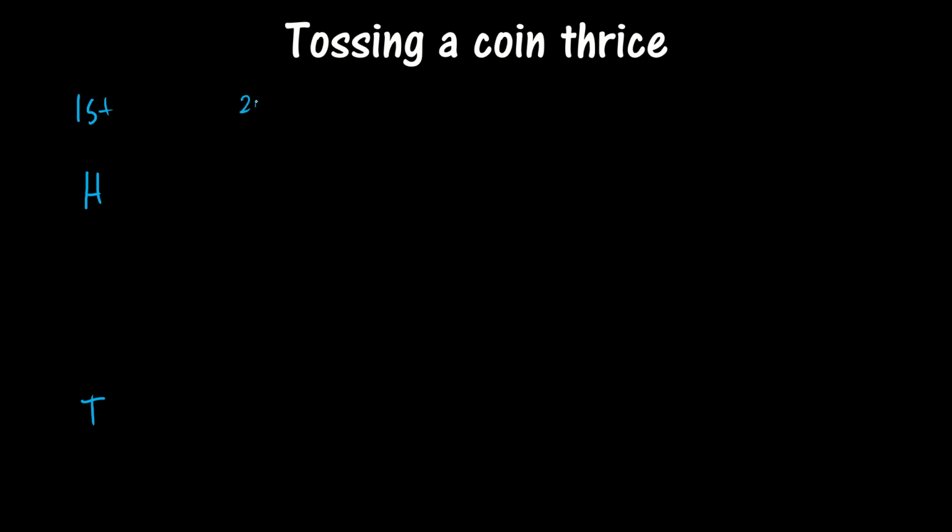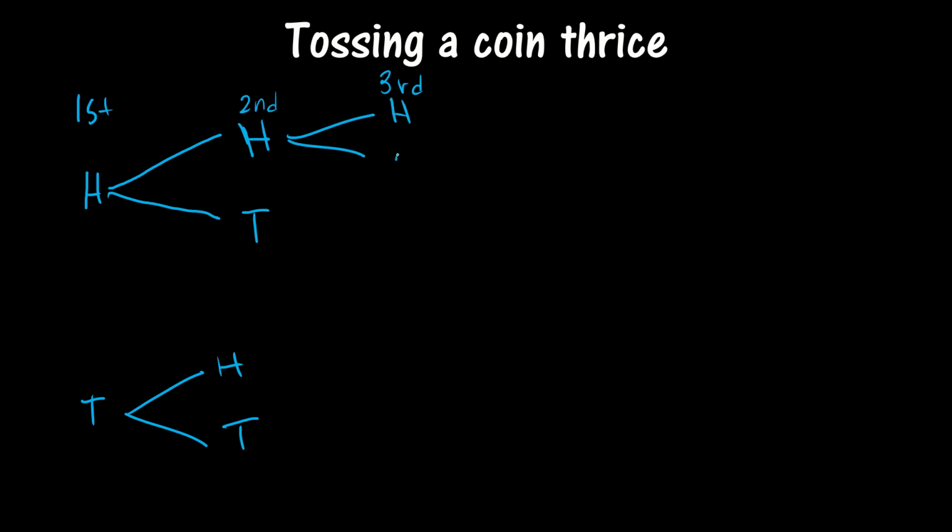sa second toss, sa first toss ay heads, diba sa second toss, mag-branch out ulit siya into 2, diba? It's either heads or tail uli. So, ganun din dito sa baba. Heads, tail. Then, on the third toss, kung heads sa second, branch out ulit siya ng dalawa. Heads, tail. Then, heads, tail. Ganun dito sa baba. So, heads, tail, heads, tail. So, list down natin yung sample space.